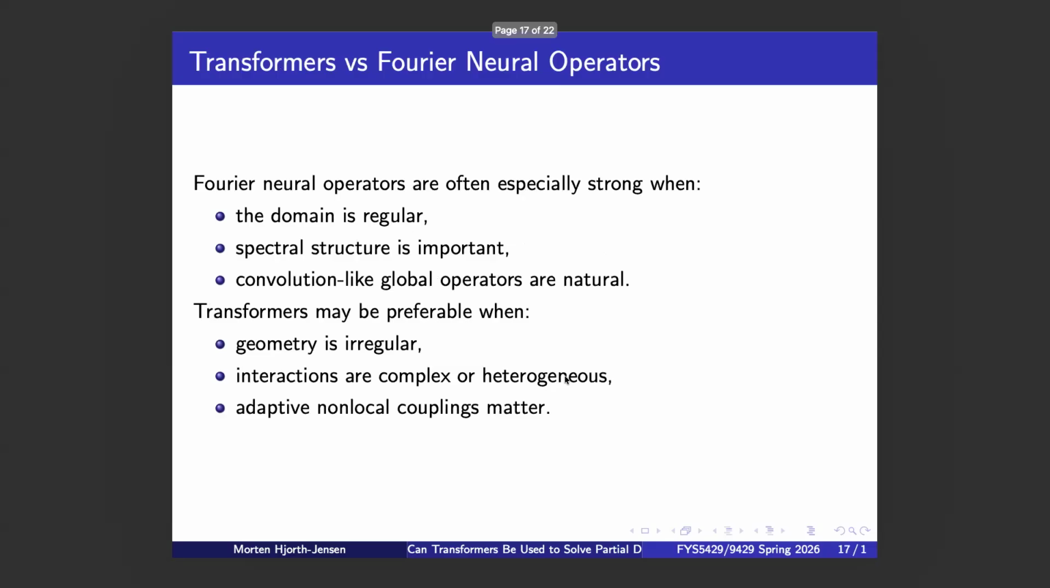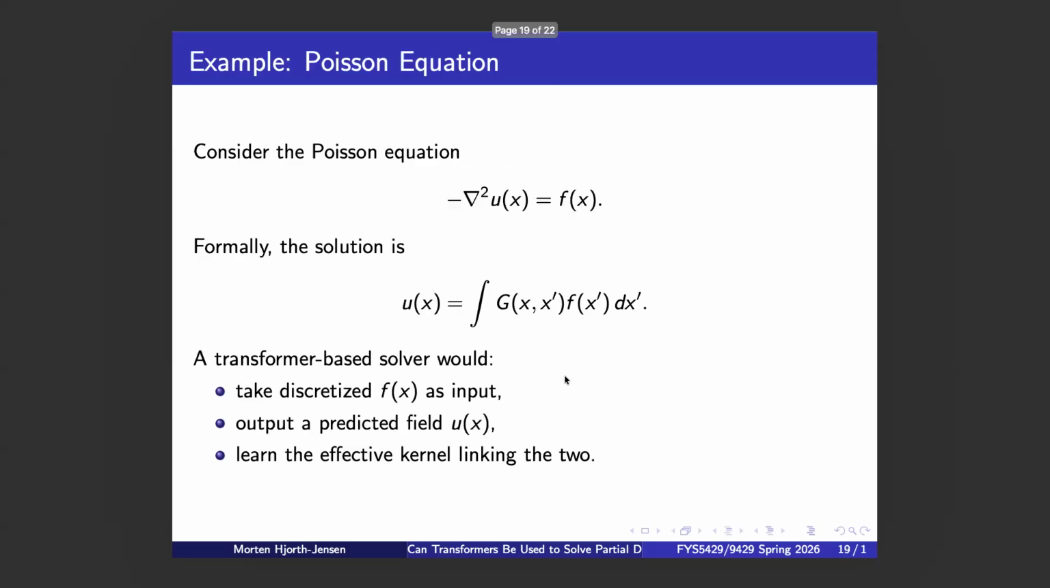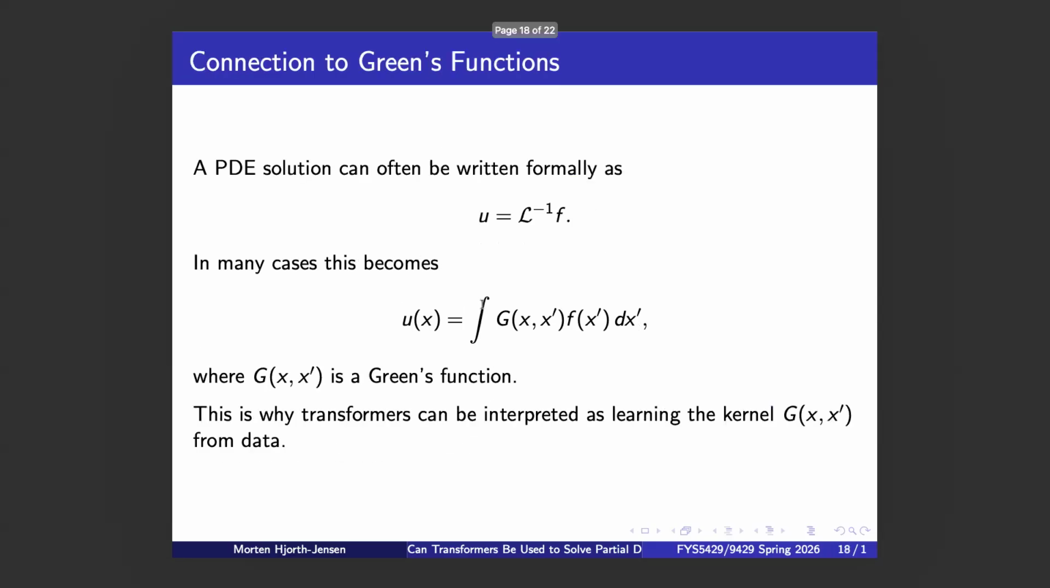I'm not going to say everything. At the end of the slides, there's also a clearer connection to the Green's function, and there is an example with the Poisson equation, because formally the solution of a PDE, if you want to write it formally, you can write like this with an inverse operator. And in many cases, this becomes equal to this function here, where G is the Green's function. And that's why transformers can be interpreted as a kernel Green's function.